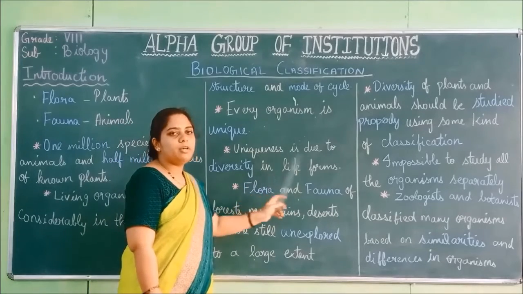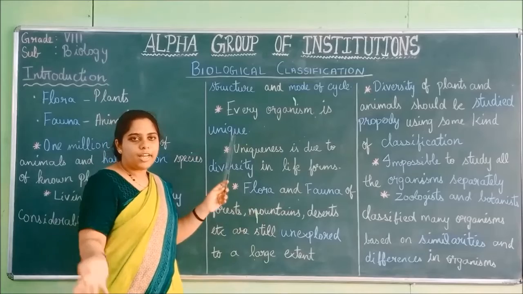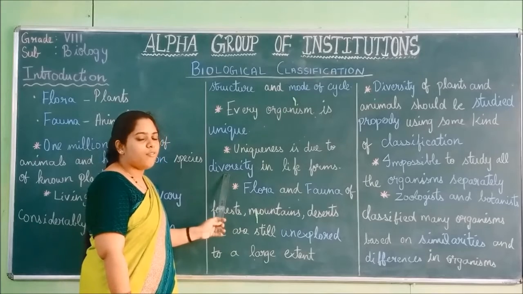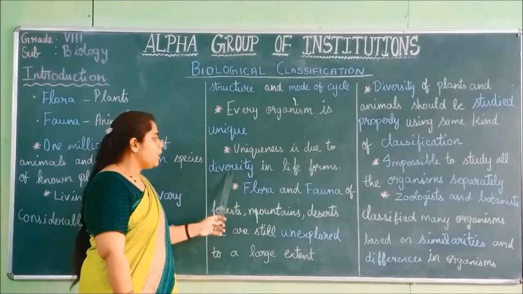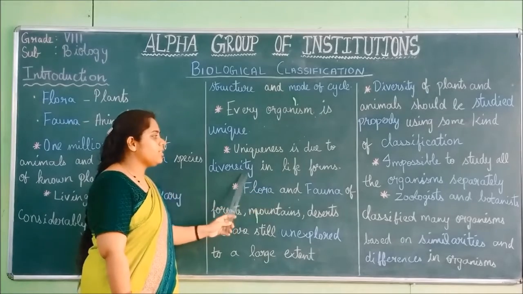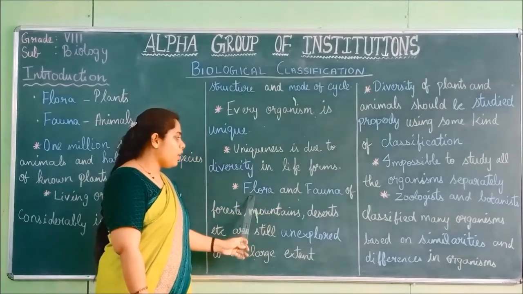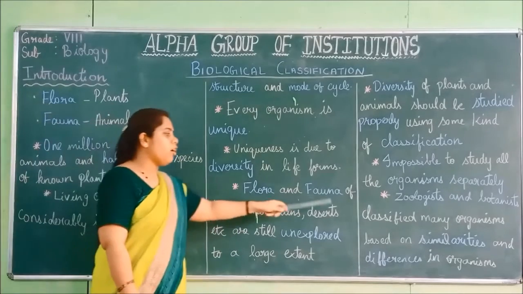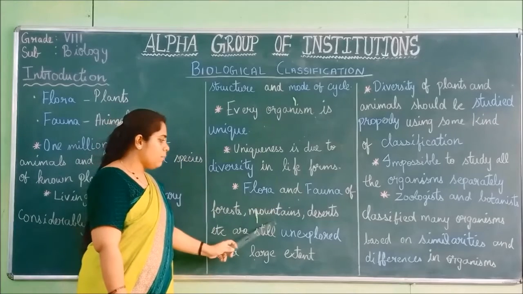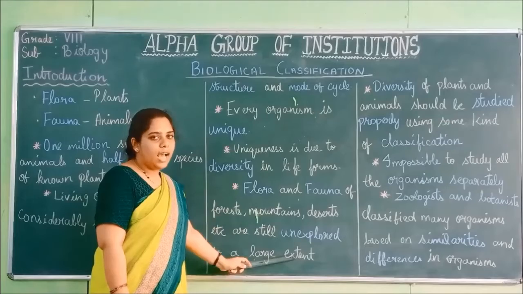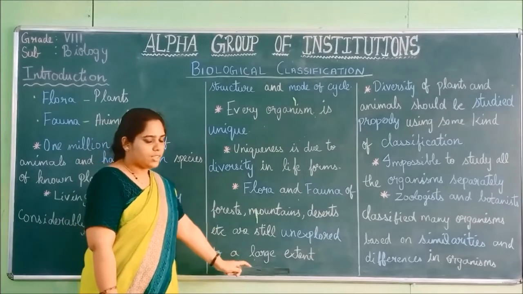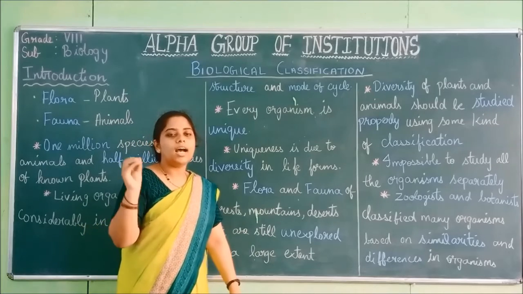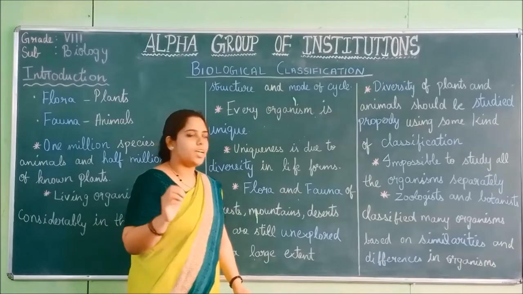So why are they unique? Because due to diversity, there are different types of organisms. That is why it is called diversity. Since there are many kinds of organisms, many life forms are there. So uniqueness is due to diversity in life forms. And flora means plants, fauna means animals. So the flora and fauna of the forests, the mountains and deserts are still unexplored to a large extent. Many plants and animals in mountains, forests and deserts are still unexplored to a very large extent.